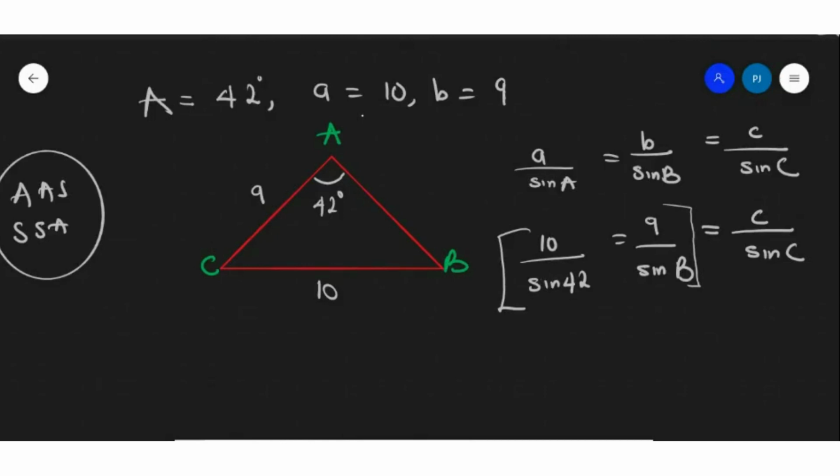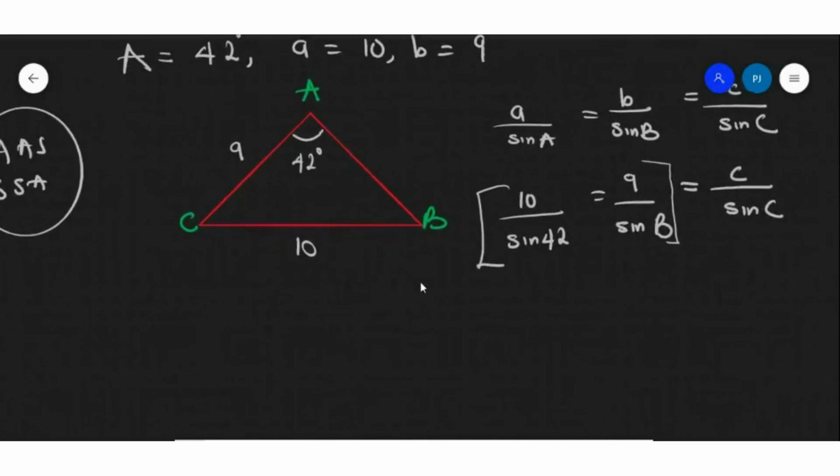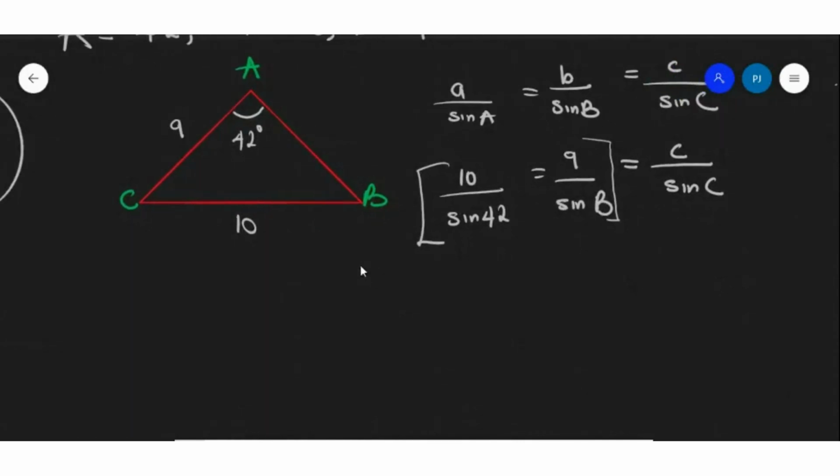So I can easily get sine b. I'll just push this up a little bit; I hope you don't mind, because let's focus on the problem. At this point we have 10 over sine 42 equals 9 over sine b. So let's cross multiply again. I'll be using different colors as usual. I explained that concept already, because I understand the student might get confused with the cross multiplication principle. It's a very important law in math.